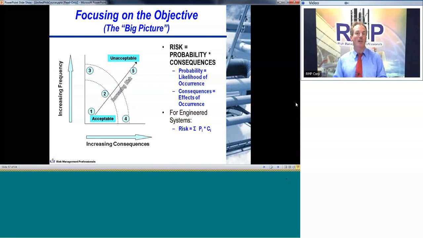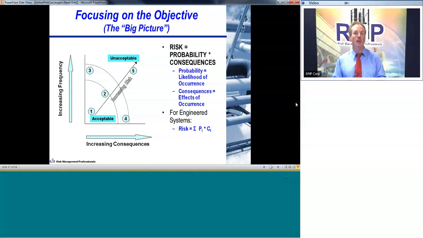So it's by looking at the likelihood and the severity of key events or key hazard scenarios that you get an appreciation for the importance of the event, and you can make effective decisions on whether or not you've got vulnerabilities in your system. All of these techniques revolve around that understanding.